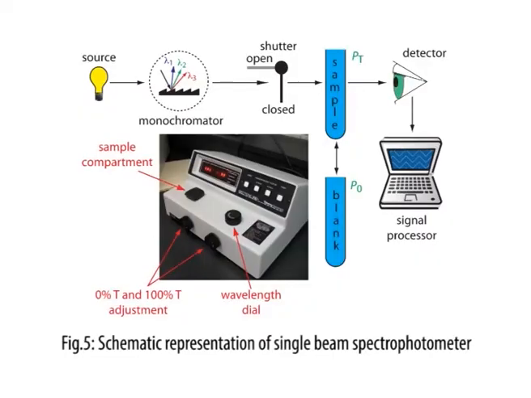They are not practically useful for recording spectra because manually adjusting the wavelength and recalibrating the spectrophotometer every time before use is very time consuming. The accuracy of a single beam spectrophotometer is limited by the stability of its source and the detector over time. Figure 5 represents the schematic representation of a single beam spectrophotometer.